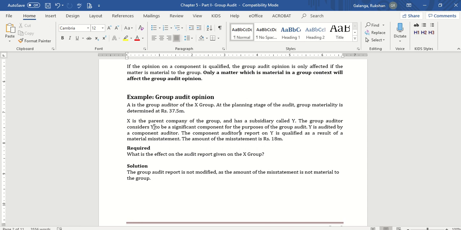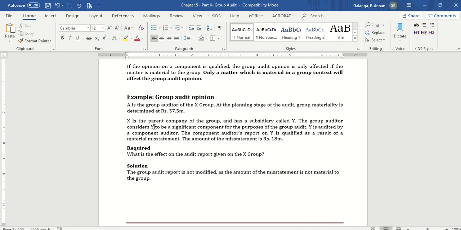The component auditor's report on Y is qualified as a result of a material misstatement. අන්න එයා qualification එකක්. එයාගේ opinion එකේ කියලා තියෙනවා. මෙයාගේ material misstatement එකක් තියෙනවා. අපි හිතමුකෝ depreciation කරලා නැහැ. depreciation කරපු amount එක කොච්චරද? අපි හිතමු 18 million කියලා depreciation. ඒ 18 million එක දැම්මොත් 18 million මෙයා account කරන්න ඕනි Y කියන company එකේ. හැබැයි එයා කරලා නැහැ.